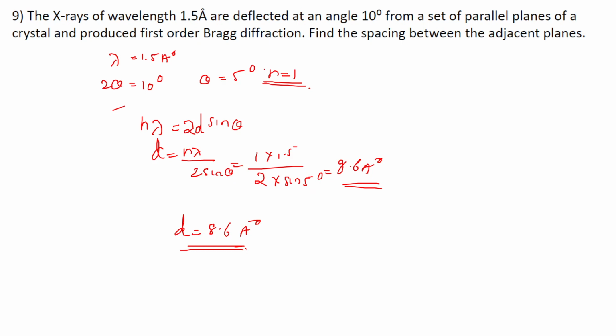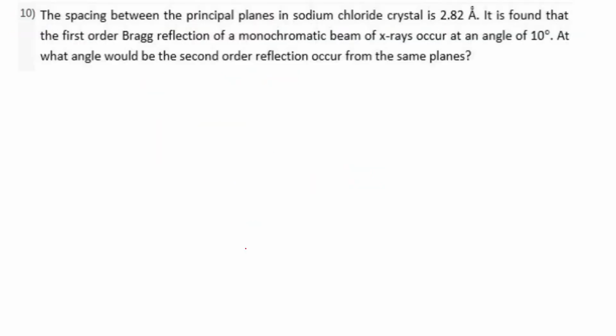I hope you got this answer. Now next one. The spacing between principal planes in a sodium chloride crystal is 2.82 angstrom. It is found that the first order Bragg reflection of a monochromatic beam of X-rays occurs at an angle of 10 degrees. At what angle would the second order reflection occur from the same planes?